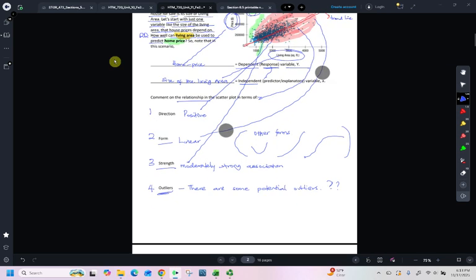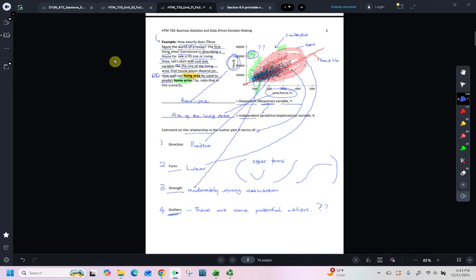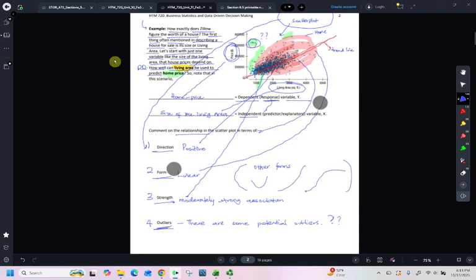So the first step in analyzing the relationship between two numerical variables is to plot a scatter plot and then comment on that scatter plot in terms of the direction, form of the relationship, the strength, and whether there are outliers or not.